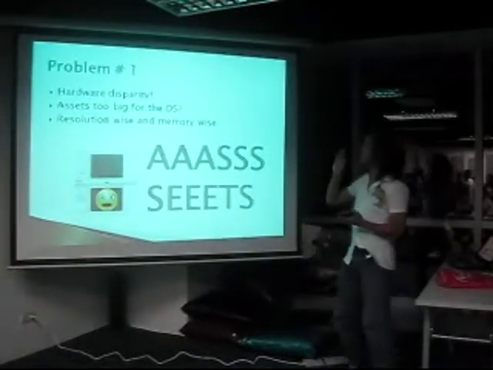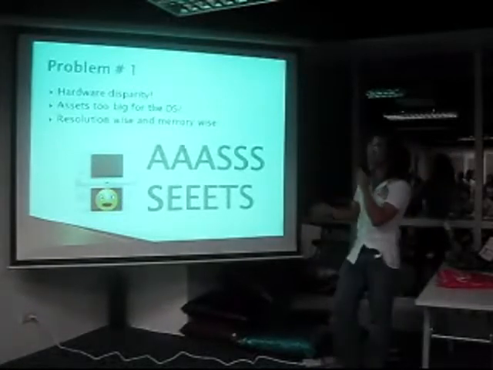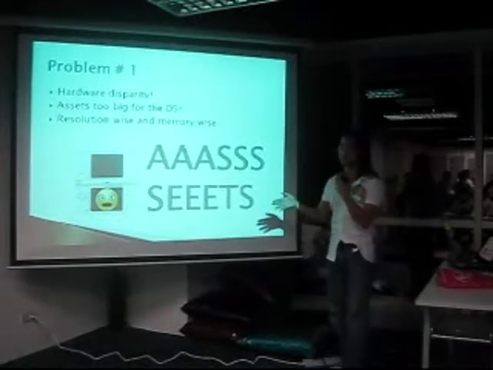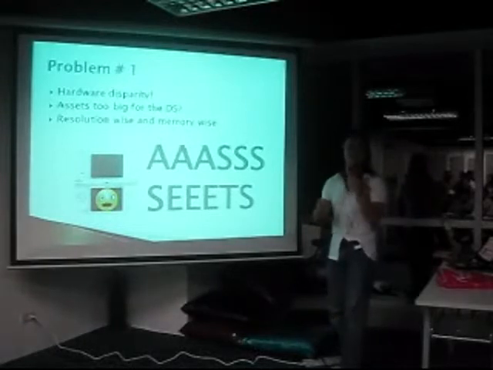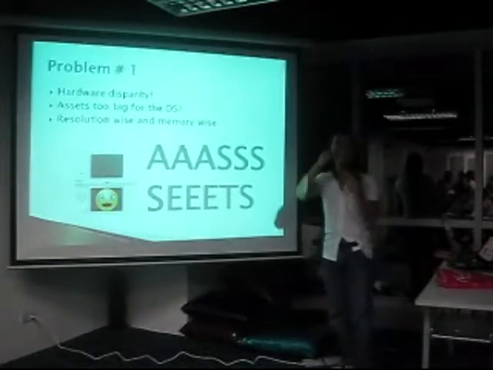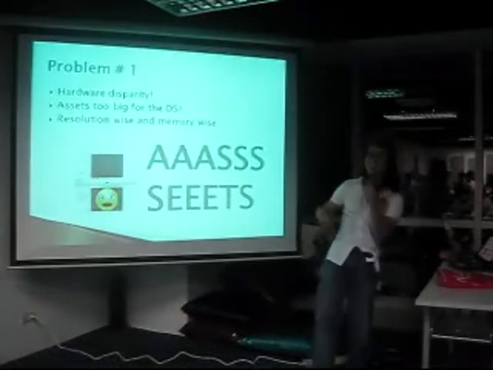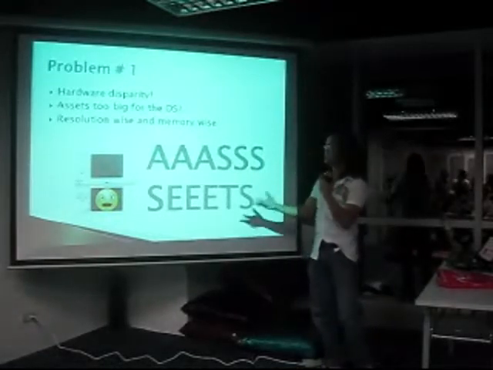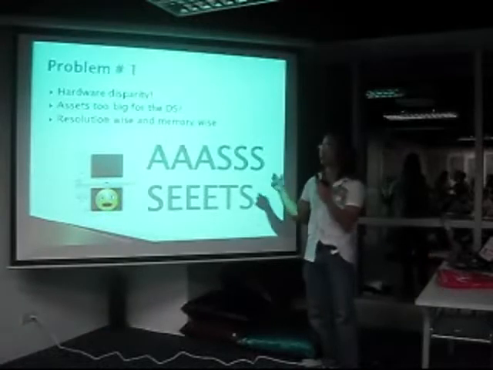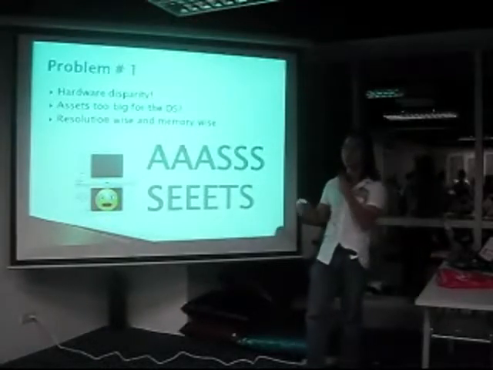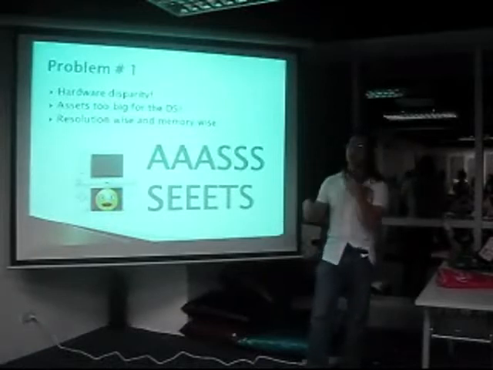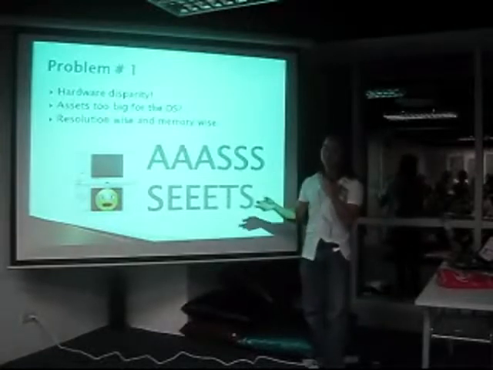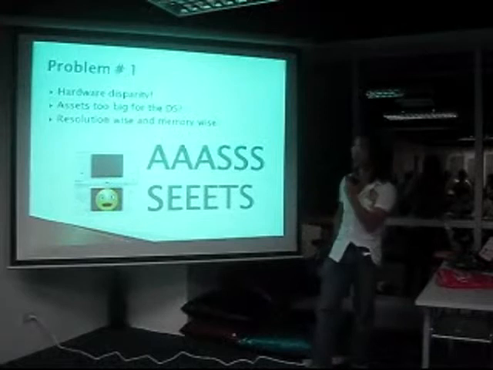Anyway, problem number one: hardware disparity. I discussed that a while ago. The DSi only has 16 megabytes of RAM, compared to the iPhone, which has something substantially bigger, like 64 megabytes. And the processor is really a mismatch. The DSi only has a 133 megahertz Pentium 1 equivalent processor, and the iPhone has a Pentium 3 equivalent processor. So there you go, hardware disparity.